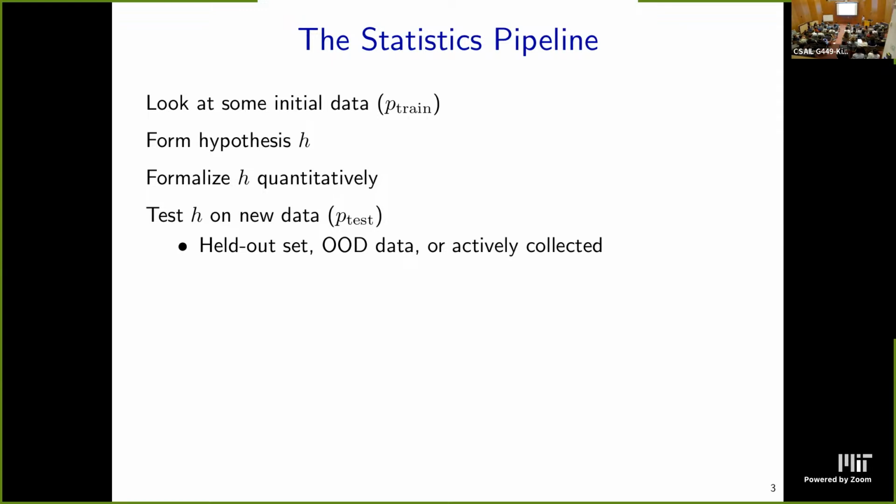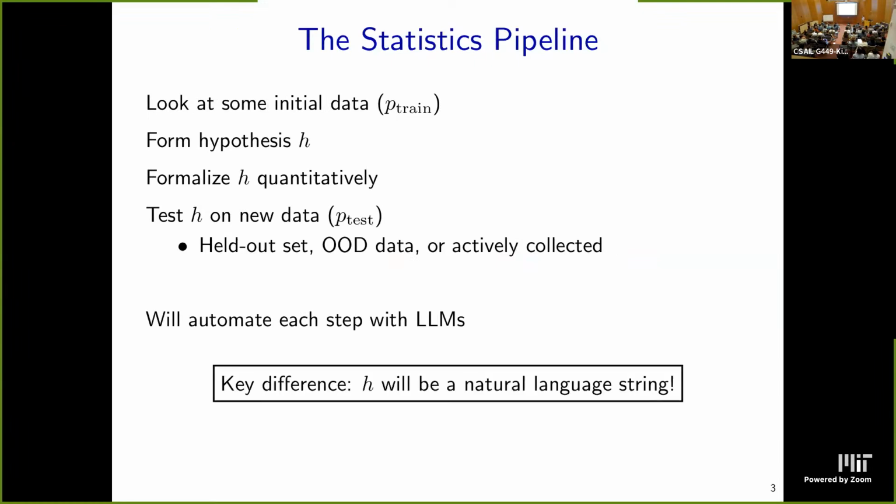And so we're going to get LLMs to do this. But the twist here, and the key difference from traditional statistics, is that this hypothesis H, rather than being some mathematical function, is going to be some natural language string. Why do we want it to be a natural language string? Well, first of all, LLMs generate natural language strings, so it's a better fit. But also, if we want human understanding, then we want language rather than just some black box neural representation, because then we can actually understand it.